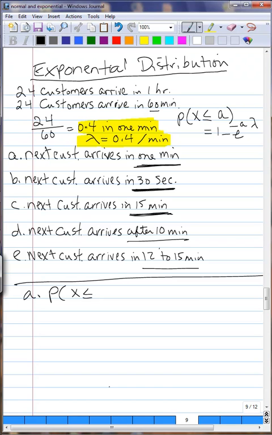So let's get started with part A, which says, what is the probability that x will be less than or equal to 1 minute. So the probability that the next customer arrives in 1 minute. Now from a graphical perspective, here's my very poor attempt at graphing this. I'm going to mark it at 1 minute. This is time across this axis right here. And the probability of less than 1 minute will be this area to the left of 1. So the probability that the arrival of the customer will be within the first minute.